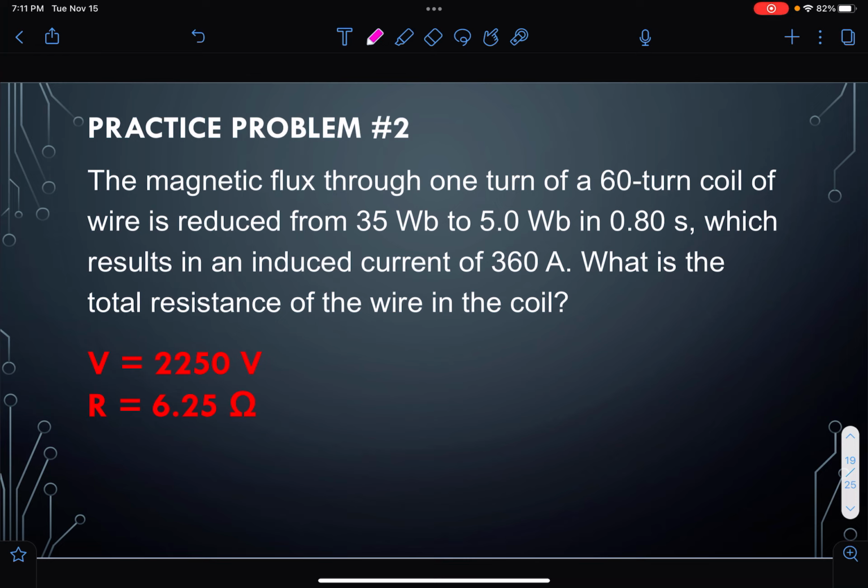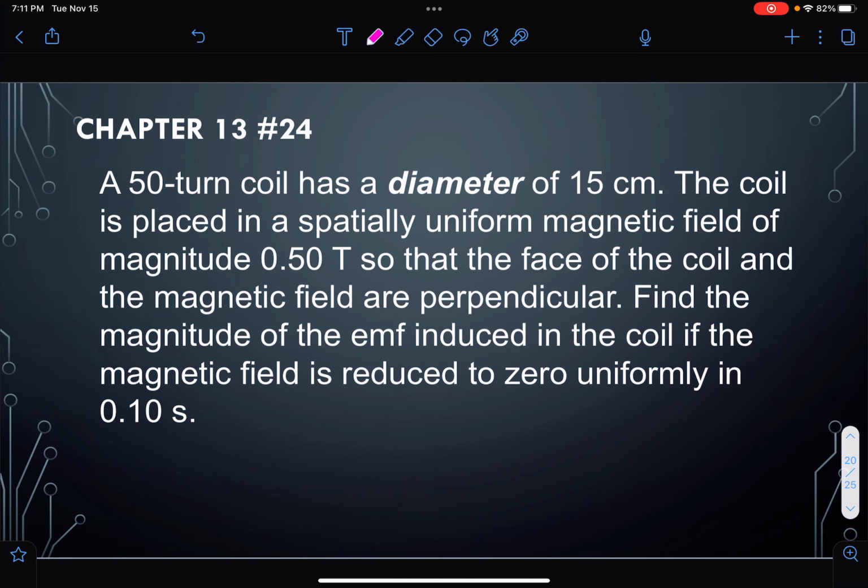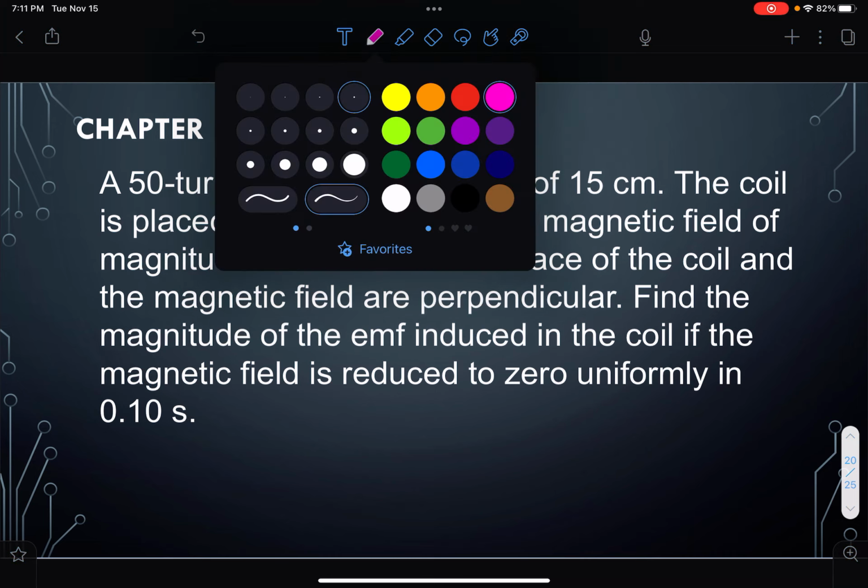All right, I've got 3 more practice problems for you. Again, please try pausing it and try it for yourself, and then replay it or skip ahead to the answers, whatever you want to do.